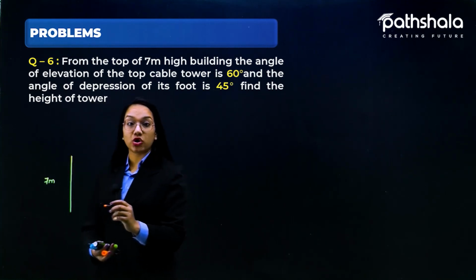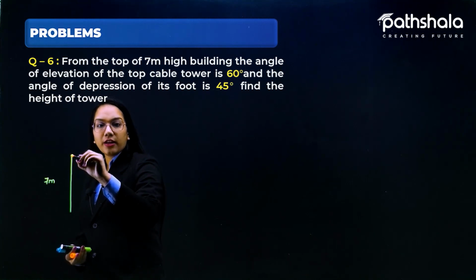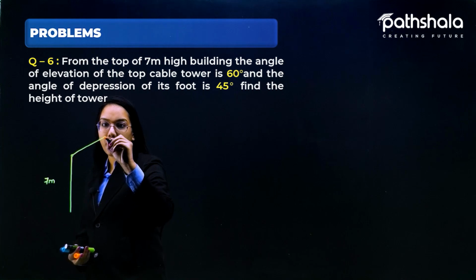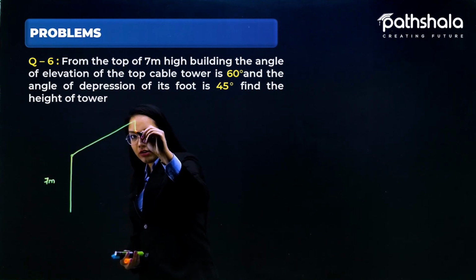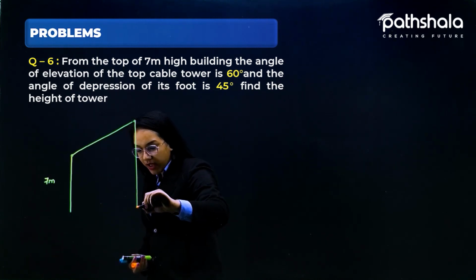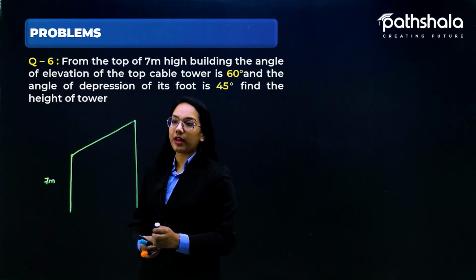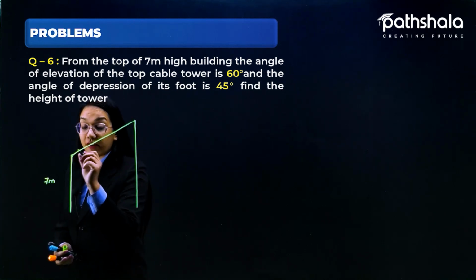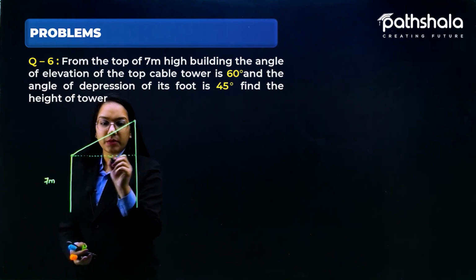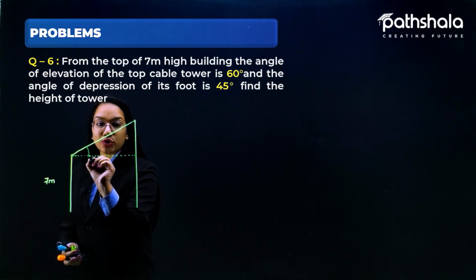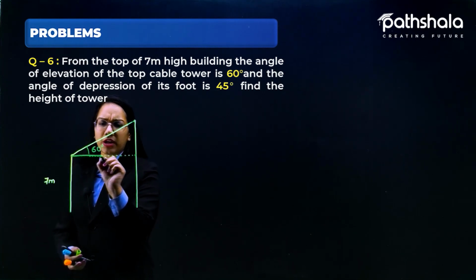Further it says the angle of elevation of the top of the cable tower, which means from the top of this 7-meter high building, we are looking at the top of the cable tower. Let us suppose this is my cable tower, and it makes an angle of elevation of 60 degrees with the top of the cable tower. So if this is my cable tower, I'm drawing a 90-degree angle over here such that this is my horizontal level, and the angle formed over here is 60 degrees as per the given question.